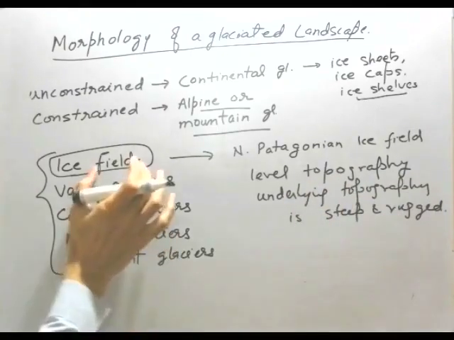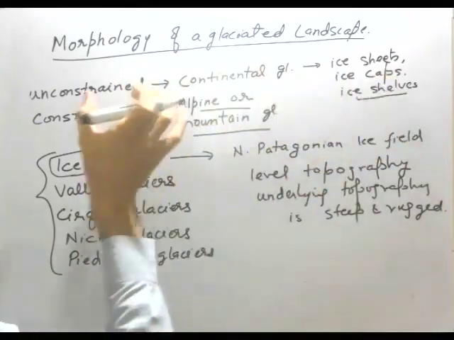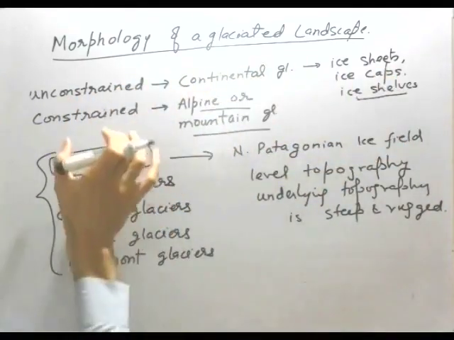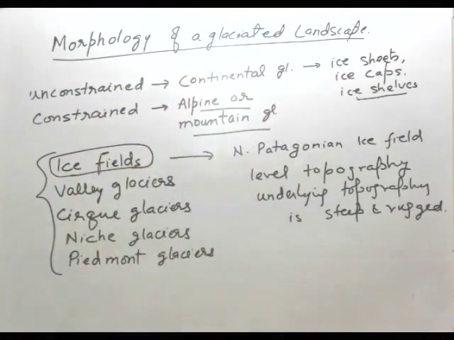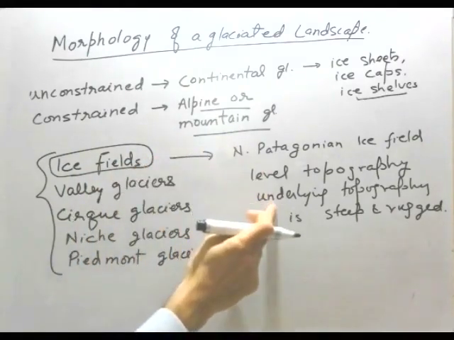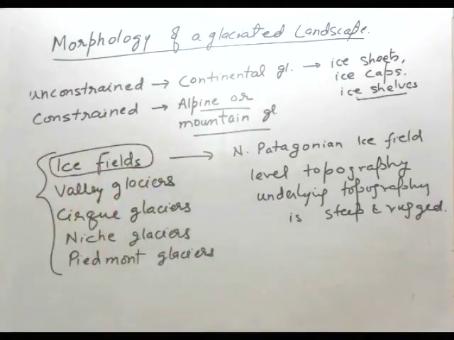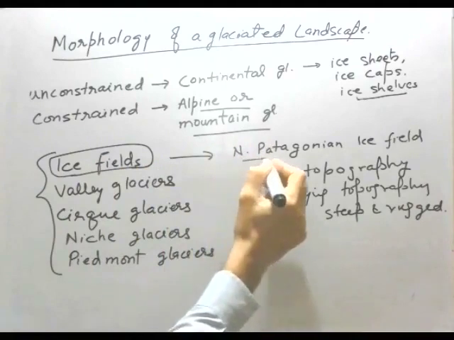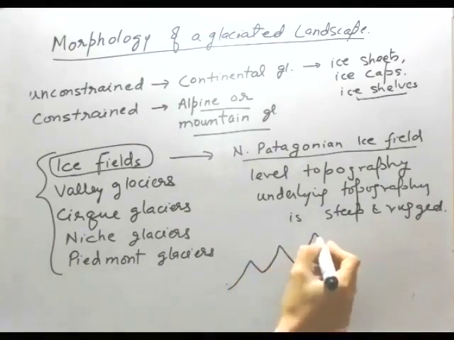Now the basic difference between ice fields and ice caps is that ice caps are unconstrained by topography. Here they are constrained by topography because these ice fields are present in mountain regions. Therefore the flow of ice is controlled by the topographic surface, not by the thickness of the ice. I have given you the example, the North Patagonian ice field. Just to demonstrate the difference and make it more clear, let us say that we have a mountain range like this.